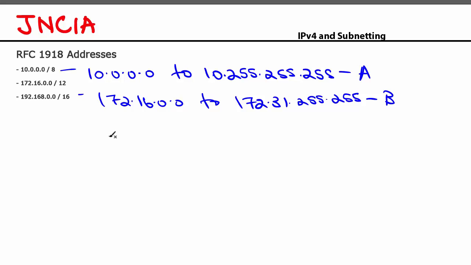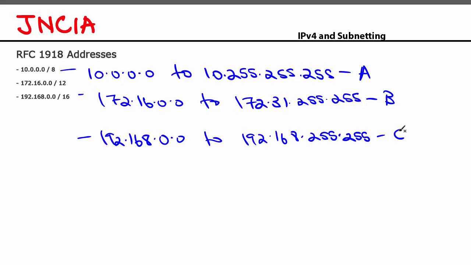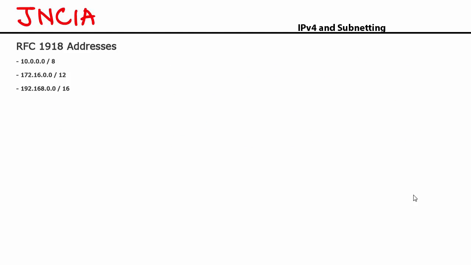The third one is 192.168.0.0/16. The range would be 192.168.0.0 to 192.168.255.255. And this is from class C. It's a good idea to remember these ranges of addresses. Don't worry if you don't understand how these values translate to these ranges, because we are going to understand this in the next topic, which is subnetting and subnet mask. That's all about RFC 1918 addresses.